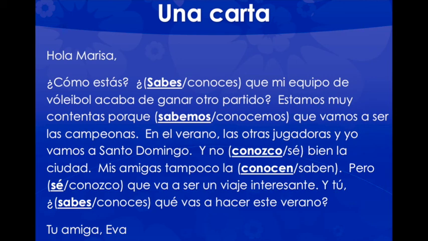So anytime you see the word que after the verb, it's talking about knowing that something is true, which is information. ¿Y tú? ¿Sabes qué vas a hacer este verano? Do you know what you are going to do this summer? That would be information as well.